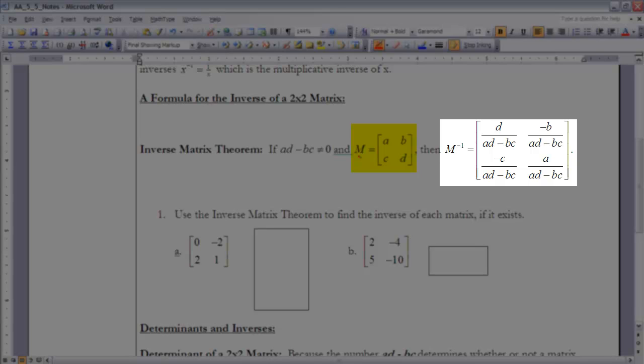Okay, so you're going to make them fractions with AD minus BC on the bottom. You're going to change the sign on B and C, and you're going to switch the position for A and D. So that's the formula that we're going to use for finding the inverse of any 2 by 2 matrix.